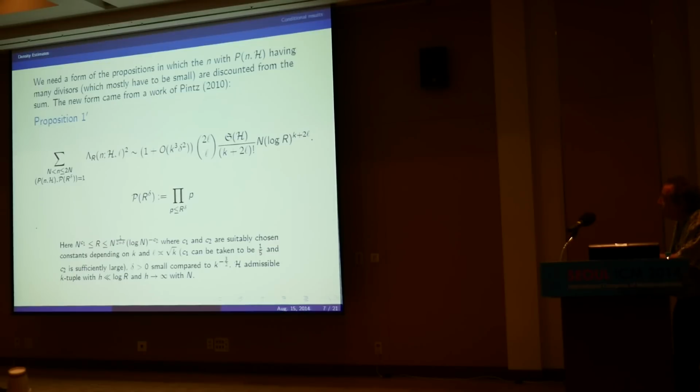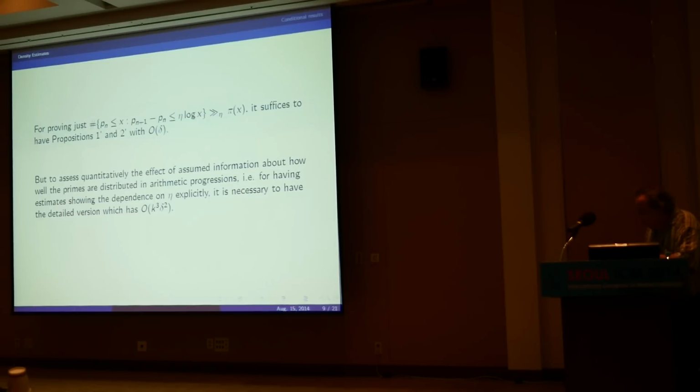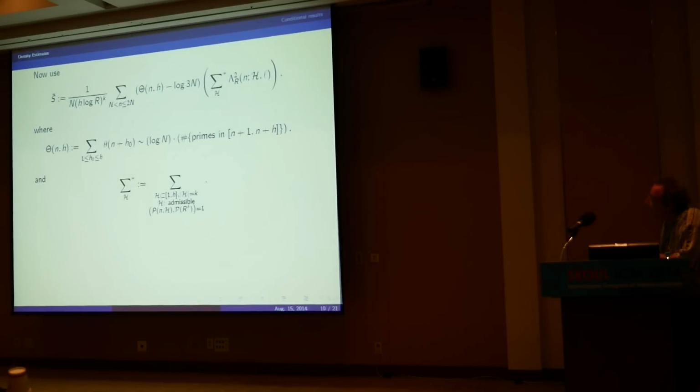These error terms reflect the contribution of those P and H which have small prime factors. And same for the twisted sum. For proving not a very explicit result, just this kind of result, you need a cruder error term. But if you want very explicit results, you need the detailed error term there.